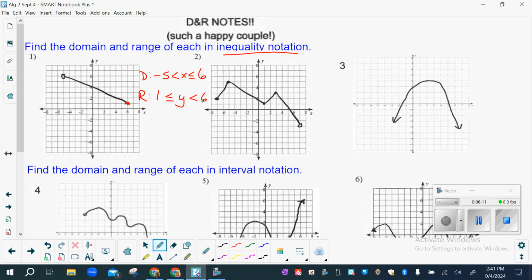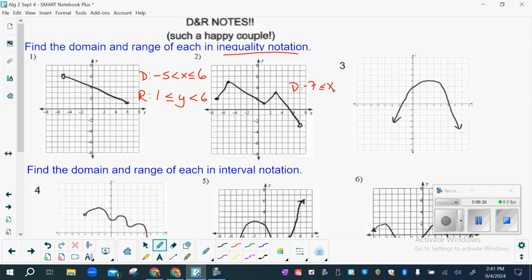Does that make sense? Okay, so now on number 2, D for domain. What's my smallest x value? -7. Less than or equal to? Less than or equal to, and that's an x because it's domain. Then what's my biggest? 7.